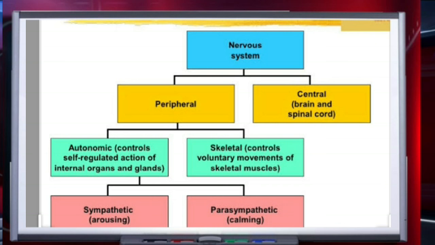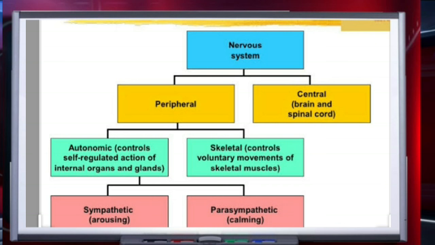All the thread-like nerves which connect the various body parts with the central nervous system collectively constitute the peripheral nervous system. It consists of cranial and spinal nerves. Peripheral nervous system is further divided in two parts, that is autonomic nervous system and the skeletal. Autonomic nervous system controls the activities of the organs inside our body automatically, even without thinking about them. Autonomic nervous system is further divided in two parts, sympathetic nervous system and parasympathetic nervous system.